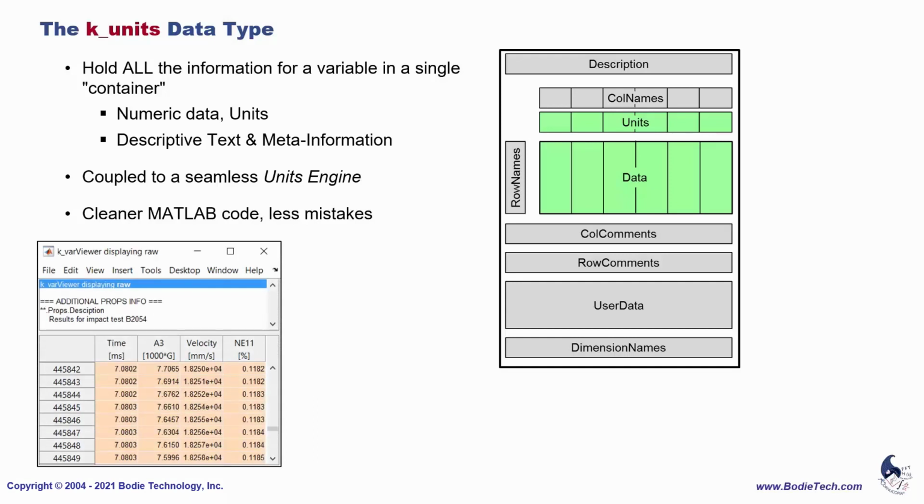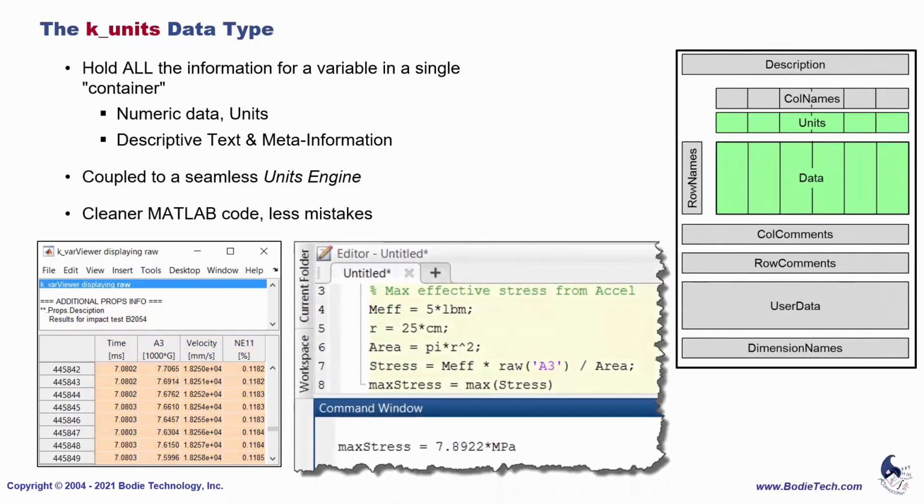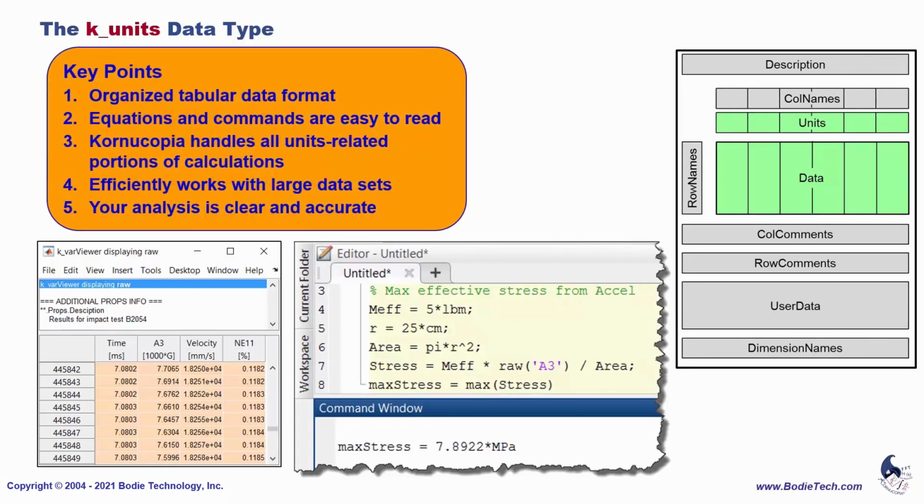Here's a typical data variable being presented with the Kornucopia variable viewer. As you can see, there's some additional descriptive information at the top, column names and units, and a large set of tabular data. Here's an example of a typical kind of calculation that can be done in Kornucopia. The key points are we have an organized tabular data format. Equations and commands are easy to read. Kornucopia handles all the units-related portions of the calculations, including the use of mixed units. These calculations work very efficiently with very large data sets, and your analysis is clear and accurate.